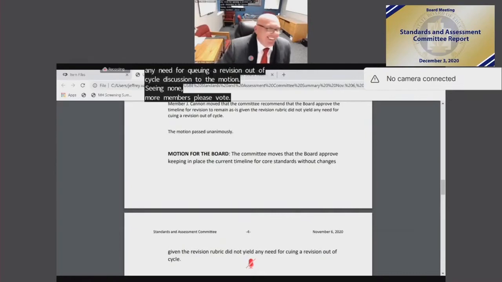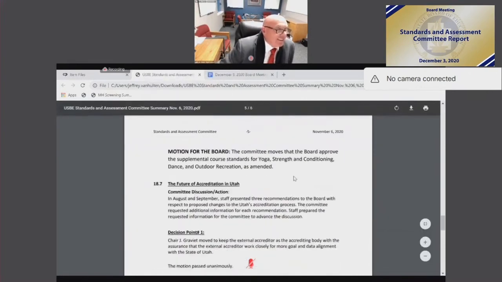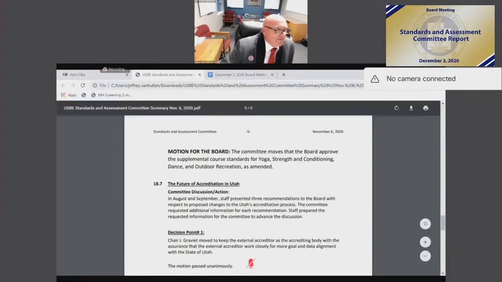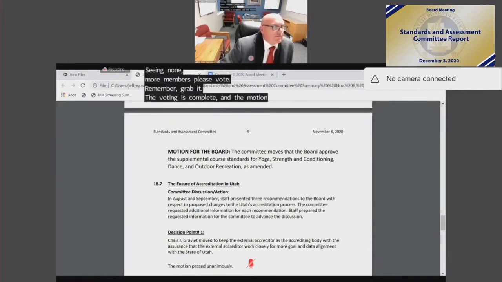Okay, next item is 18.6, the supplemental standards. This one was just kind of fun to look at, looking at standards like strength and conditioning, dance, recreation, yoga. The motion for the board is the committee moves that the board approve the supplemental course standards for yoga, strength and conditioning, dance, and outdoor recreation as amended.